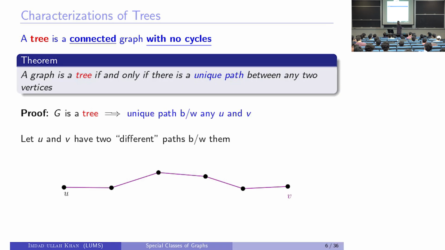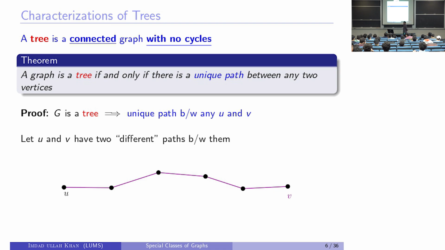A graph is a tree if and only if there is a unique path between any pair of vertices. Now, a graph is connected if there is a path between any pair of vertices, right? That's what we know, that's a connected graph. A graph is called connected if there is a path between every two vertices. Otherwise, it's disconnected, right? If there is a pair for which there is no path, then it's disconnected.